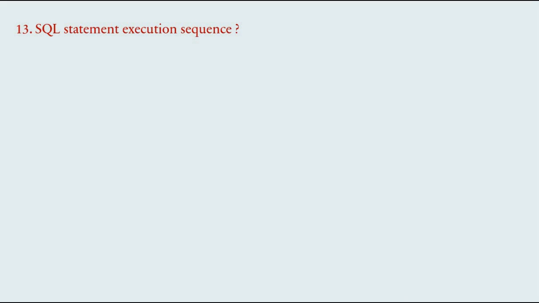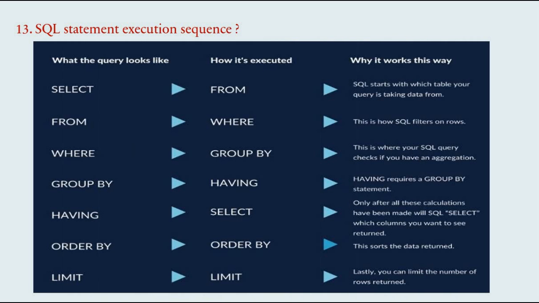Let's see the next question, SQL statement execution sequence. When we write a select statement, this is how we start: with select these columns, and from table name, then we add the where condition, then we apply group by, and then on top of that group by we use the having clause, and then order by, and finally the limit clause, right? So this is how we write our queries.